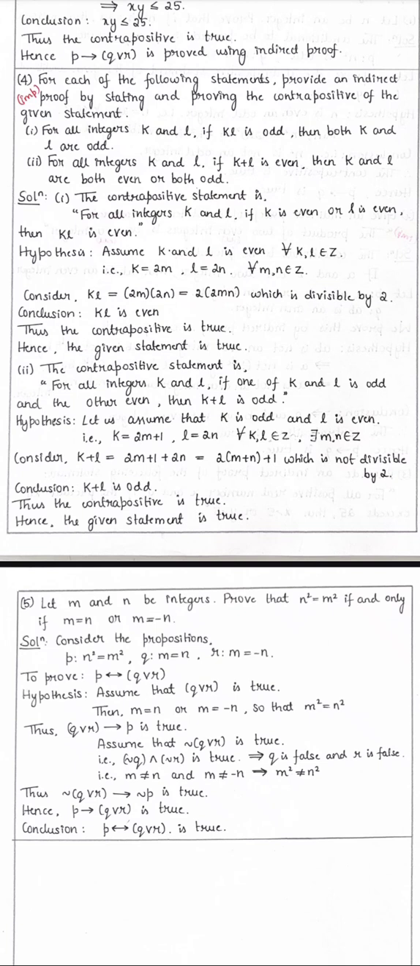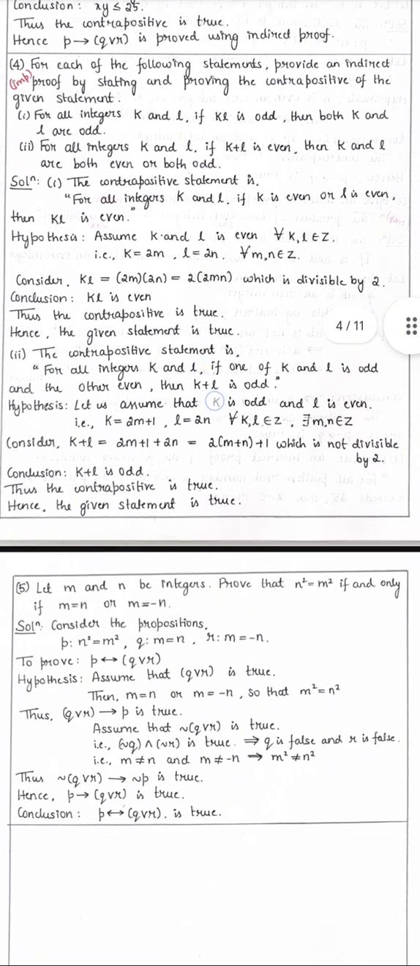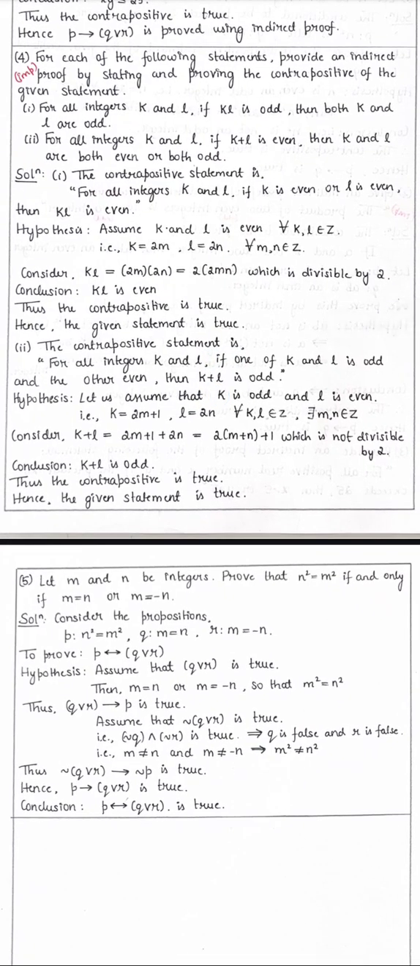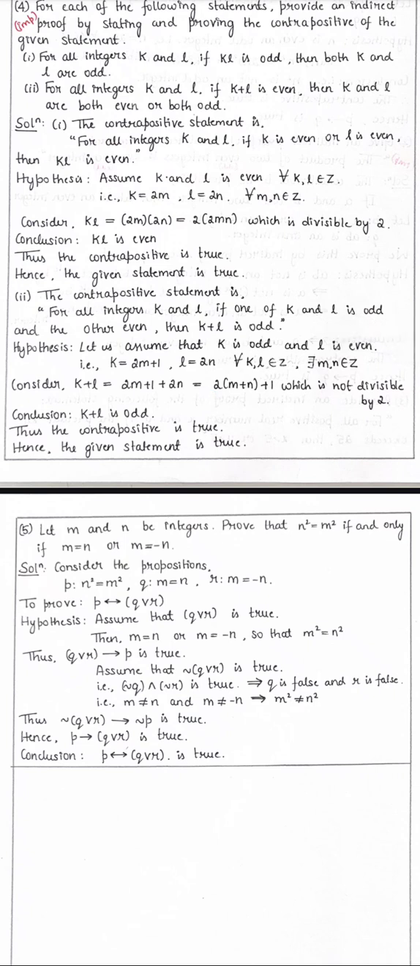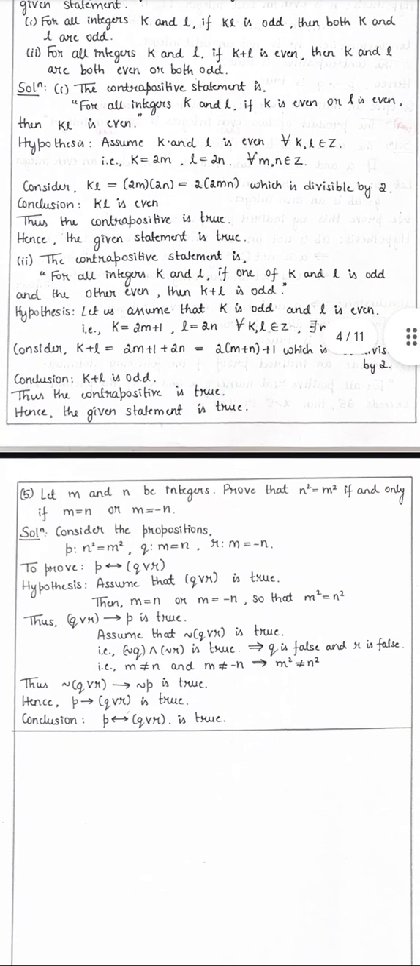And then kl is also even. We are taking it like this. Assume that k and l are even. Hypothesis: k equals 2m, l equals 2n. Then kl equals 2m times 2n, that is 4mn, which is divisible by 2. Conclusion: kl is even. Thus the contrapositive is true. Hence the given statement is true.